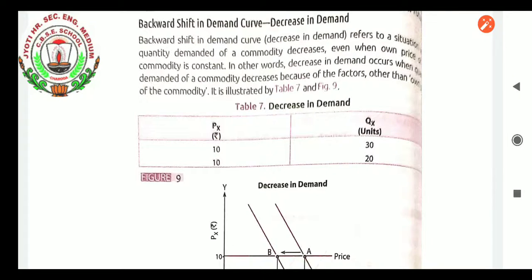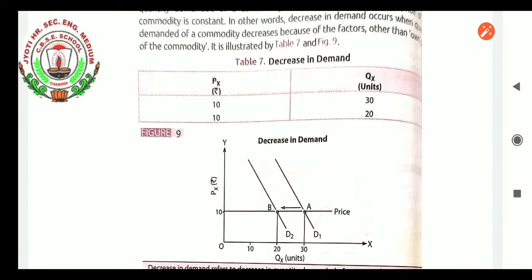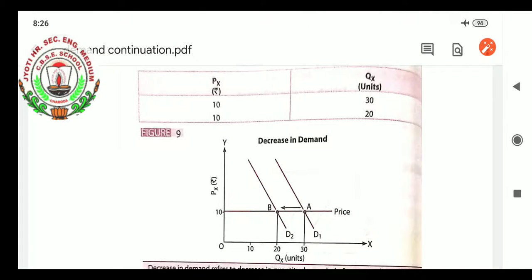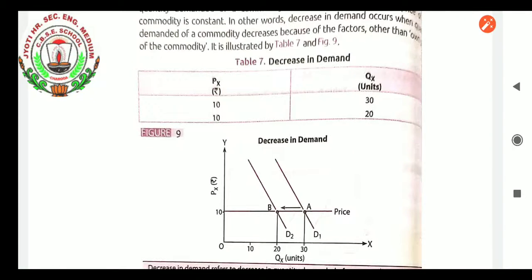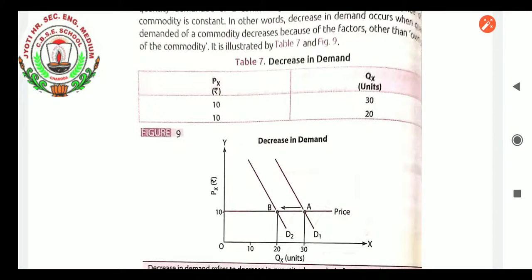Decrease in demand, PX and QX, that is rupees and units. You can see the price is constant at 10 rupees, and quantity demanded decreases to 32. Maybe the expectation of the consumer about these goods decreased, or maybe the taste and preference shifted to another good, because of which product X is less demanded. Are you understanding? We are dealing only with product X, where the price is constant but still the demand is decreasing.